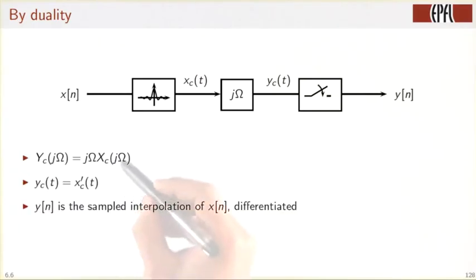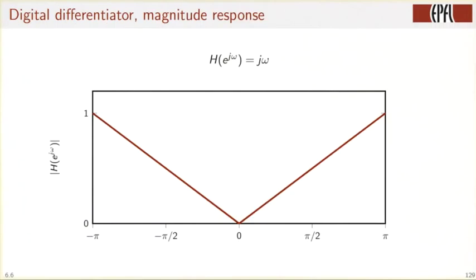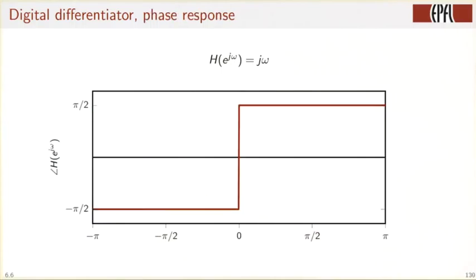Okay, so in equations we have Y_c is equal to jΩ X_c. In time domain, y_c is equal to x_c prime. And as already said, y[n] is a sampled interpolation of x[n], but differentiated. So the discrete time Fourier transform of this differentiator is shown here. It has this slope of jω between 0 and pi and is symmetric. The phase response is given here. It has a discontinuity at the origin.